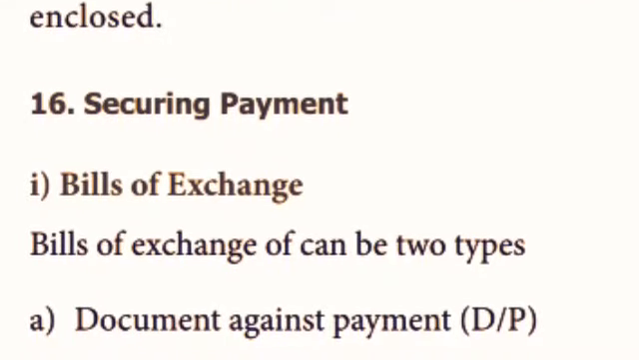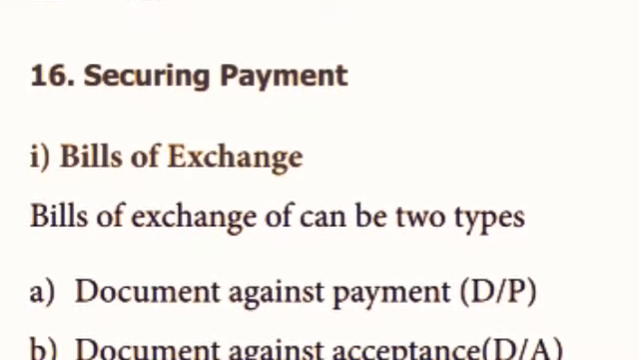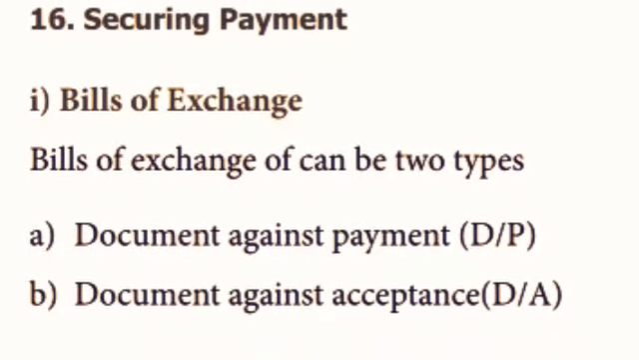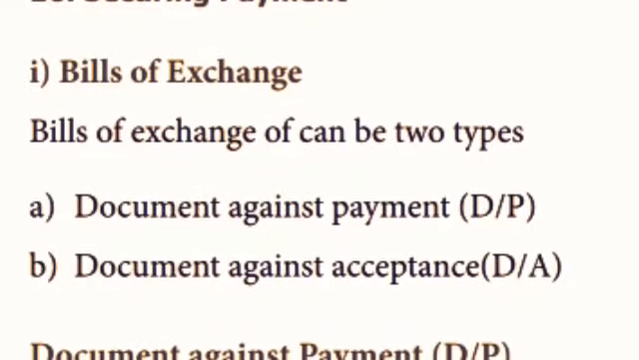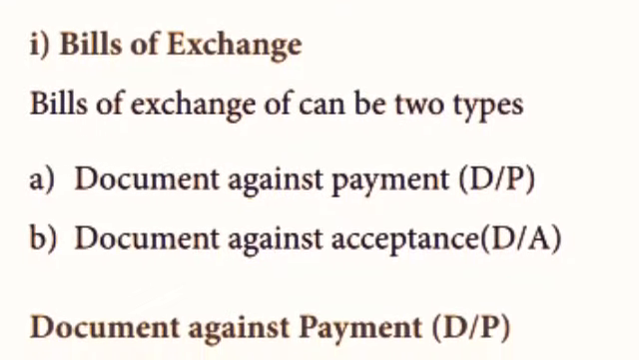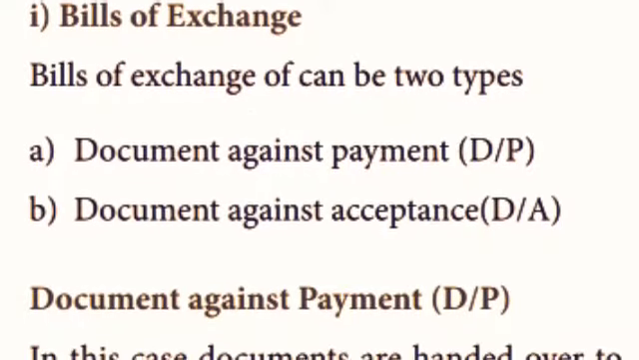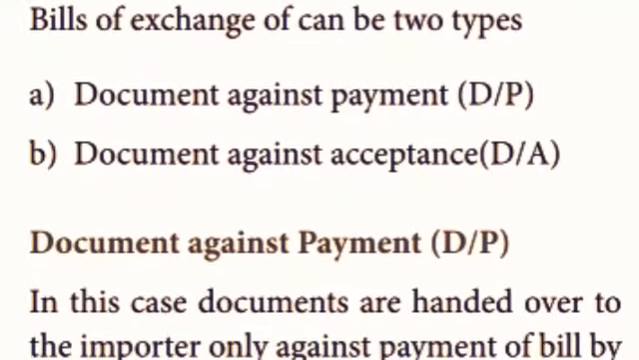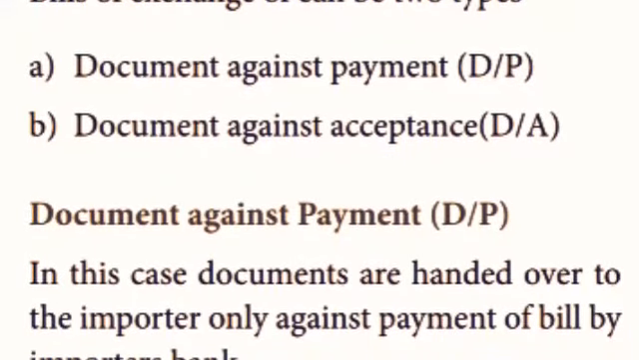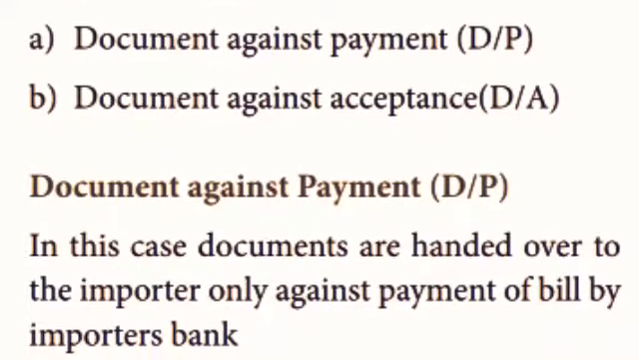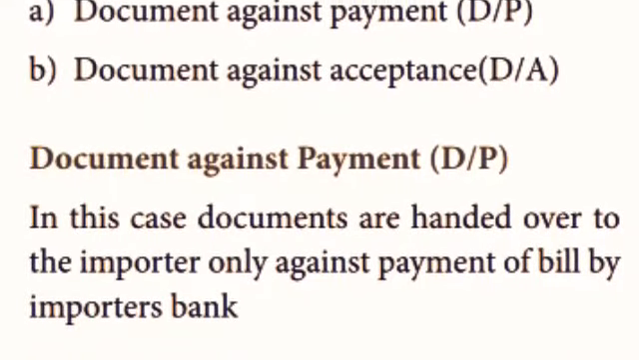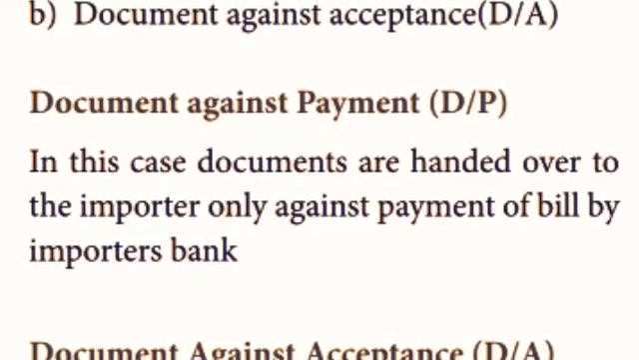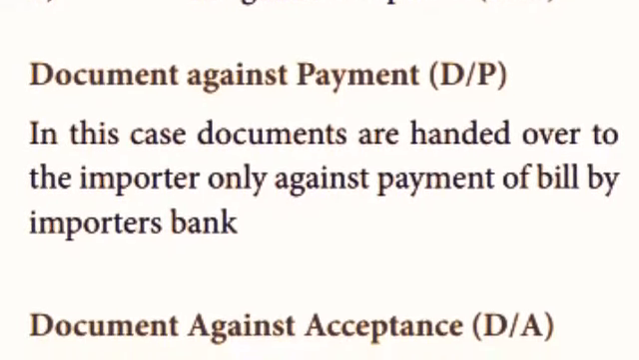Children, next one, securing payment, bills of exchange. Bills of exchange can be of two types. One is documents against payment, that is D/P. The other is documents against acceptance, D/A. Documents against payment means in this case documents are handed over to the importer only against the payment of the bill by the importer's bank. In this case, we will submit all the documents through the bank.